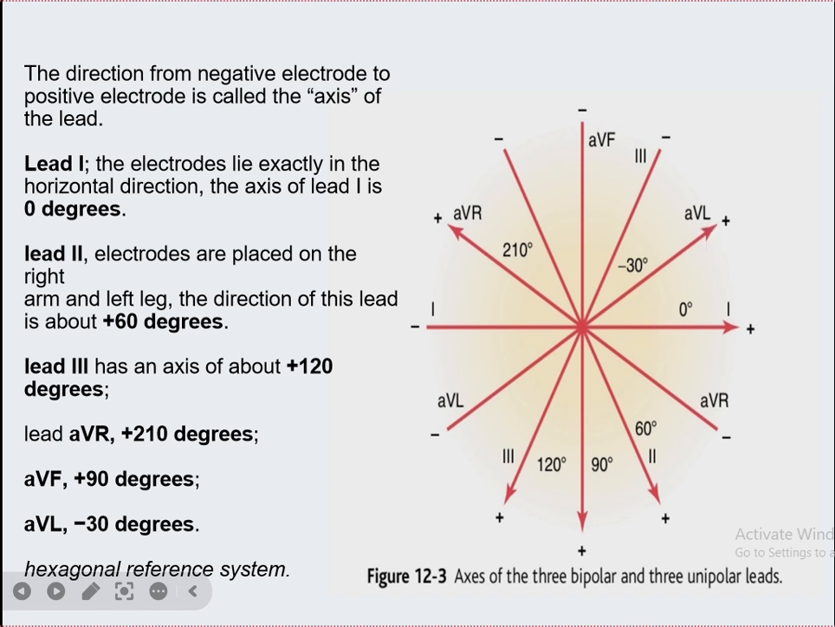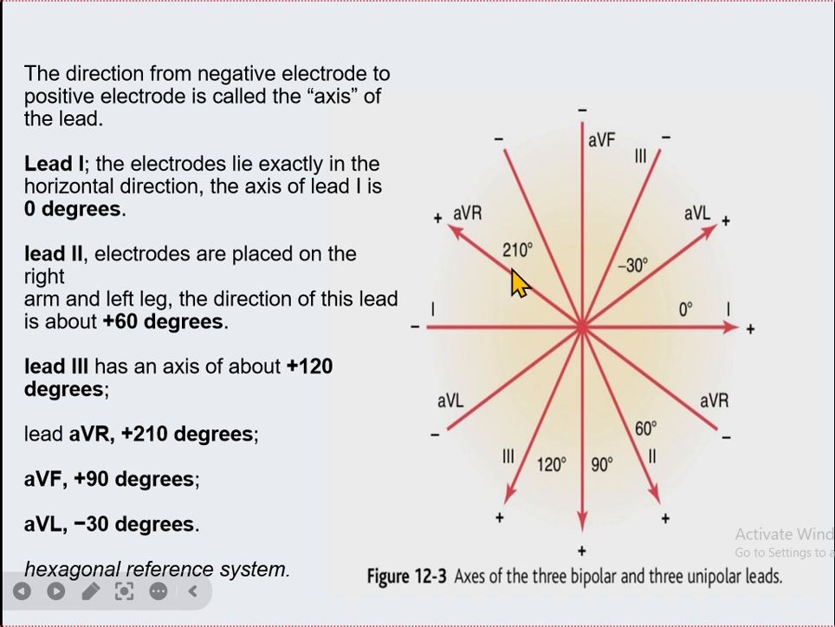Why? AVL is moving upwards, going towards the left hand. Imagine that this is the middle of the heart. AVR goes to the right hand, AVL goes to the left hand. So still I'm going to measure 30 degrees. For the augmented leads, use 30 degrees from the baseline. Meaning for this AVR, this is 30 degrees from the baseline. That is how they come up with this.